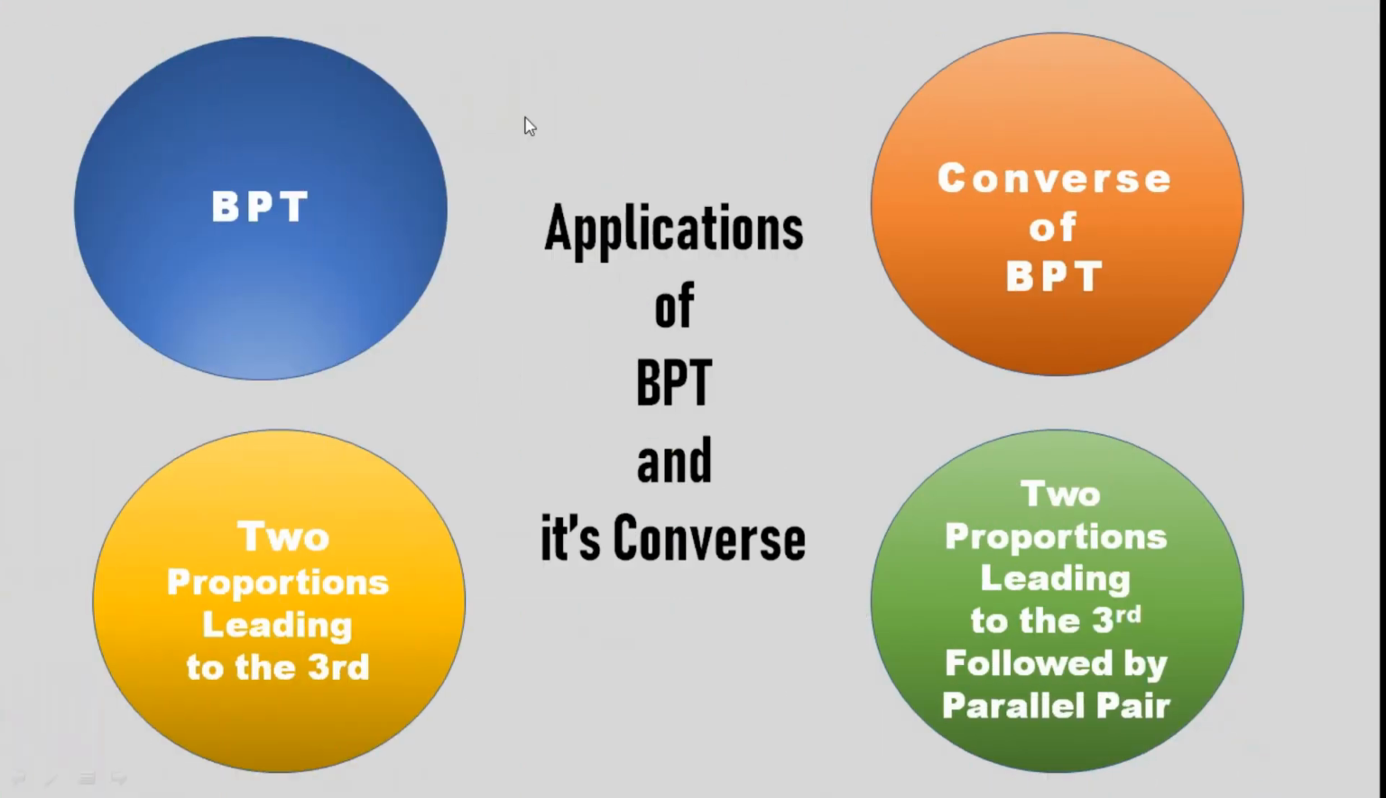So, we have been able to use BPT and its converse, that is the Thales theorem and its converse, to prove direct applications, which were actually, these theorems were used to prove another set of theorems. We have used BPT to prove the converse of the midpoint theorem, and we have used the converse of BPT to prove the midpoint theorem itself. In addition to that, we have used this BPT theorem twice in the same problem to get two different proportions, and from that we got the third proportion by comparison.